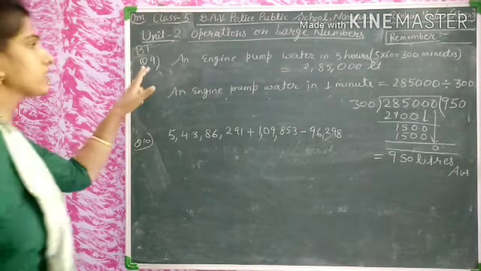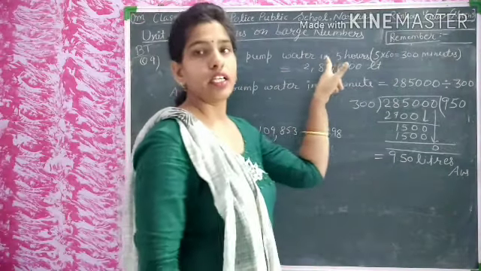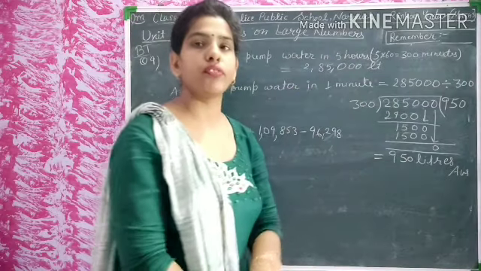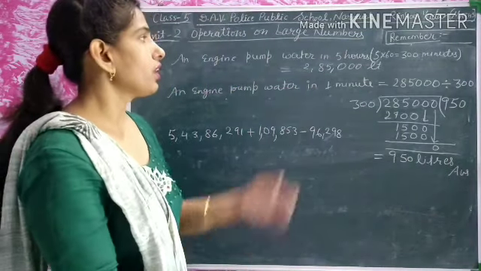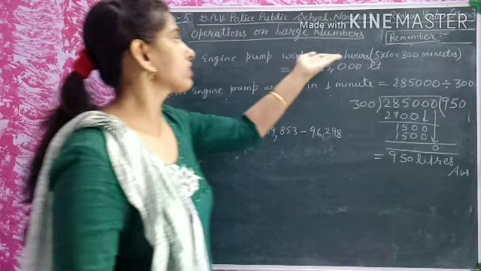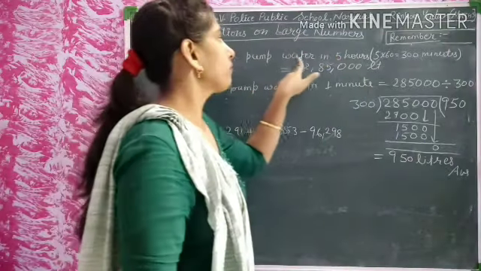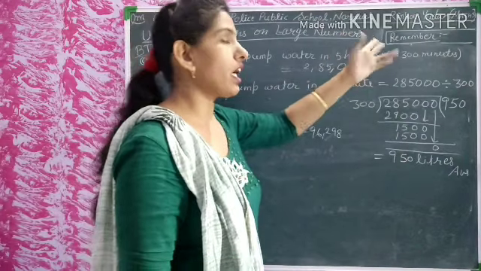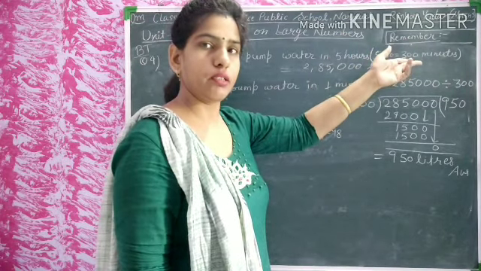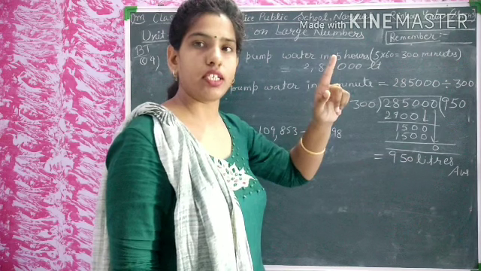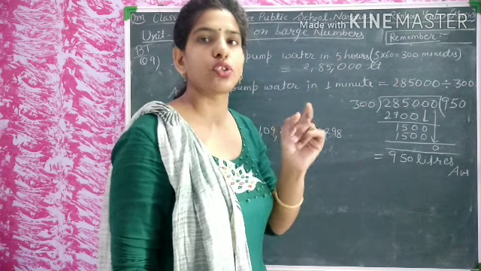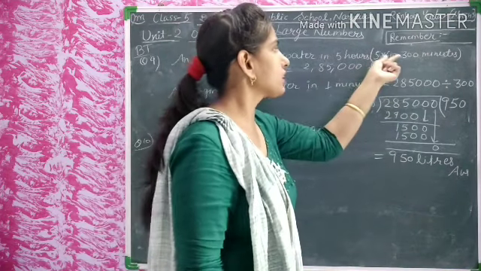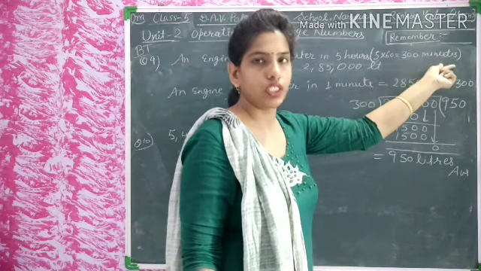So students, there is question number 9. In question number 9, an engine pumps water in 5 hours. There is a word problem, so I have given this line. An engine pumps water in 5 hours. It is given here. In 5 hours, how many minutes? You can calculate here. In 1 hour, 60 minutes are there. So in 5 hours, 60 into 5 minutes. Then 60 into 5 equals 300 minutes.